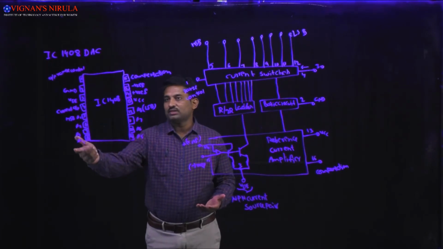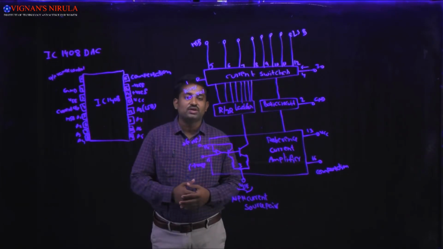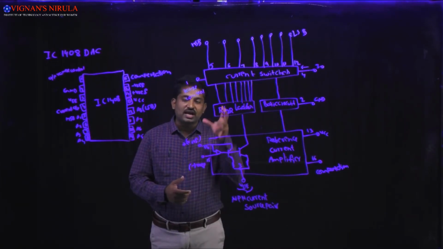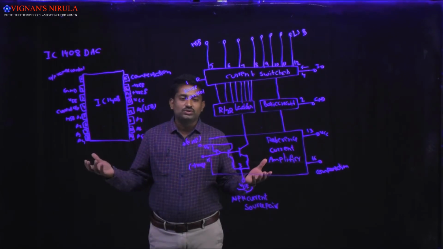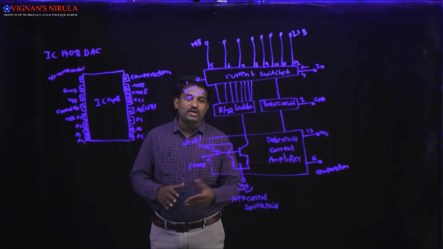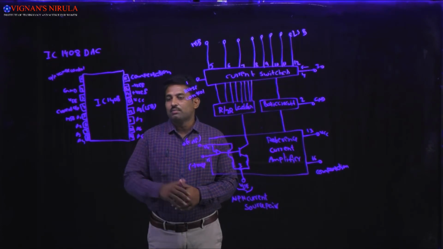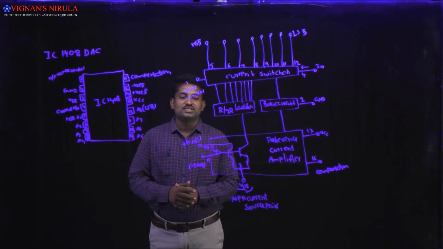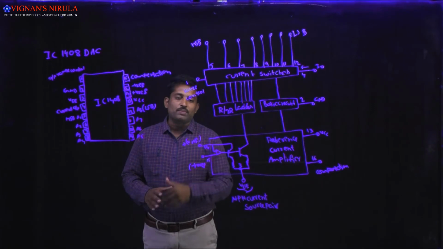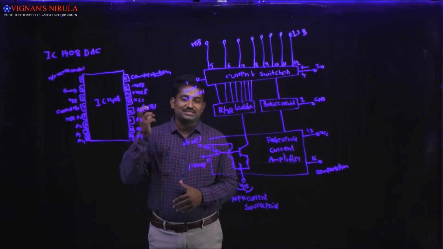And next, all these are the switches A1, A2, A3, A4, A5, A6, A7 and A8, which are 8 high speed current switches, and which require 2 reference voltages for IC1408, and it requires 2 power supply voltages. One is plus VCC and the other one is minus VEE. VCC is plus 5 volts and the VEE range is from minus 5 volts to minus 15 volts, and the compensation resistor is used to reduce the bias current in that IC1408.